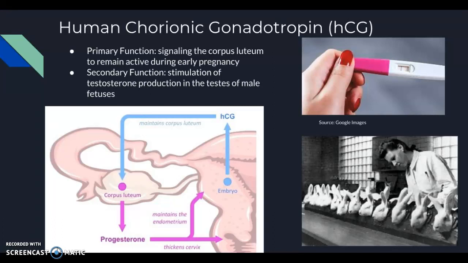HCG is produced by the embryo within the uterus, which then signals the corpus luteum back in the ovary to continue producing progesterone to maintain the endometrium and protect the uterus by thickening the cervical mucus.